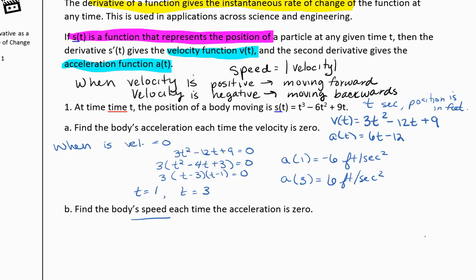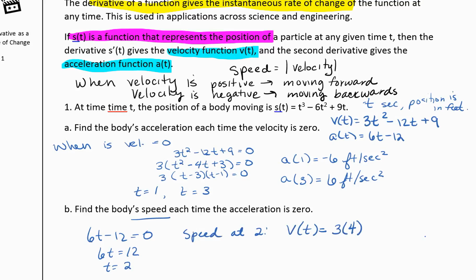Okay, part B asks us to find the body's speed. So for speed, we're going to want the absolute value of the velocity each time the acceleration is 0. So we're going to set the acceleration equal to 0. We'd get t equals 2. So we want the speed at 2, so we'd find the velocity. So v of 2 would be 3 times 2 squared, which would be 4, minus 12 times 2, which would be 24, plus 9. So negative 12 plus 9 would be negative 3. So the speed would be the absolute value of that, 3 feet per second.